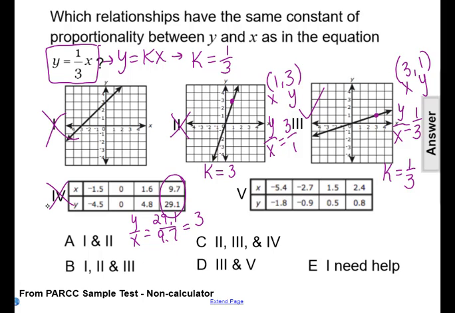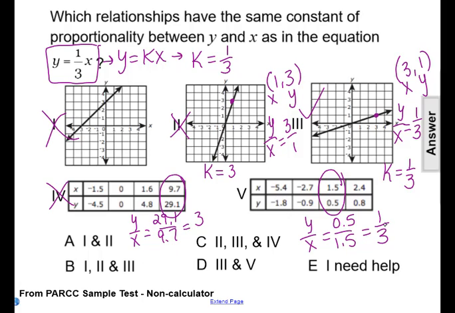Finally, in the fifth table, let's do the same thing. Let's randomly pick one of our columns for our x and y values. Let's do maybe the third one here. We have y equals 0.5 and x equals 1.5. So our ratio of y to x would be 0.5 over 1.5, which reduces and simplifies to 1/3. Even if you did 0.8 over 2.4, negative 0.9 over negative 2.7, negative 1.8 over negative 5.4, all of those ratios of y to x reduce to 1/3.